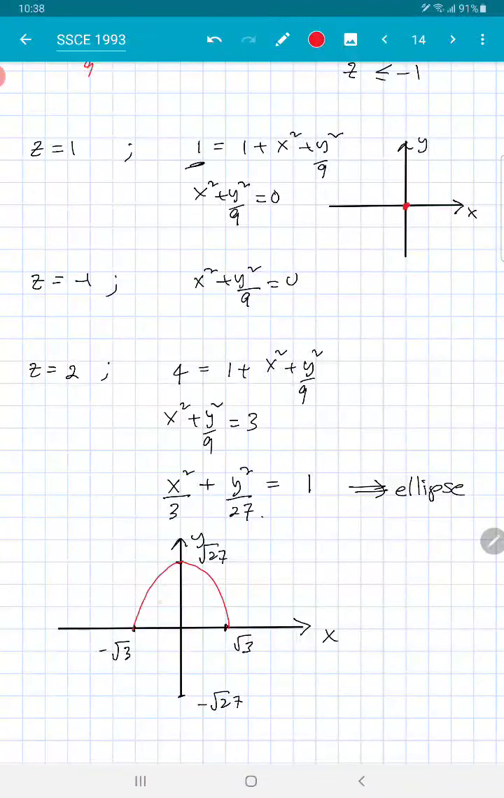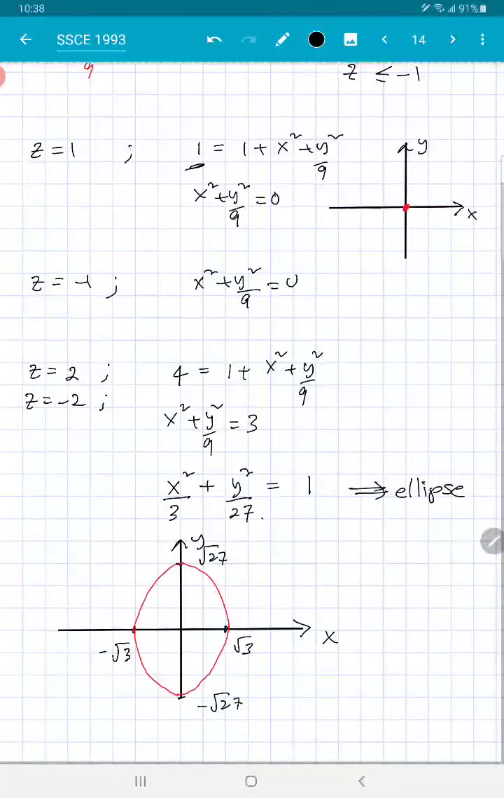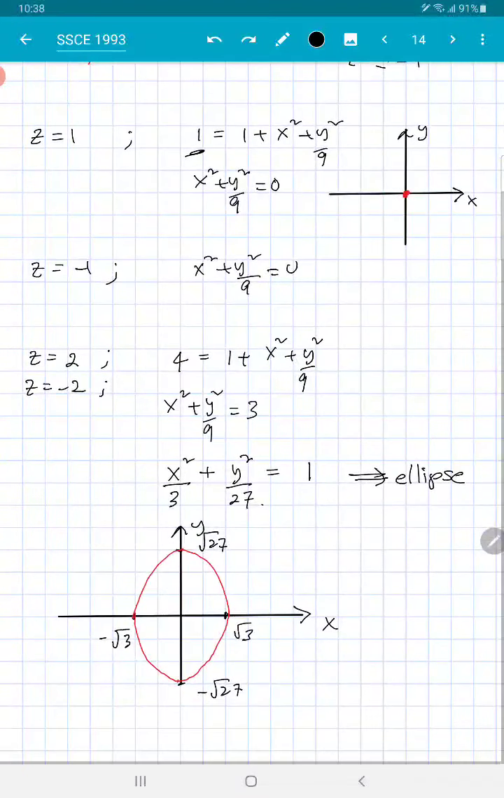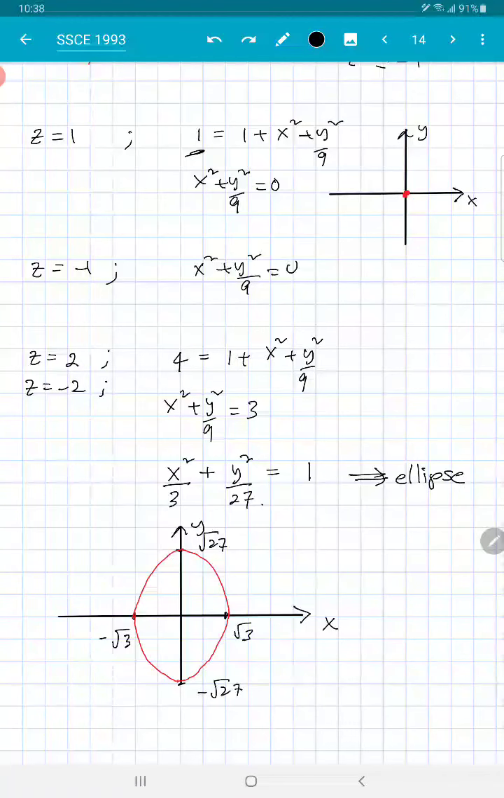Okay. Alright, and then we need one more. How about z equals negative 2? When z equals negative 2, we end up with the same equation, because negative 2 squared will give you a 4 as well. So for z equals 2 and negative 2, the shape of your level curve is the same. It's the ellipse of the same size.